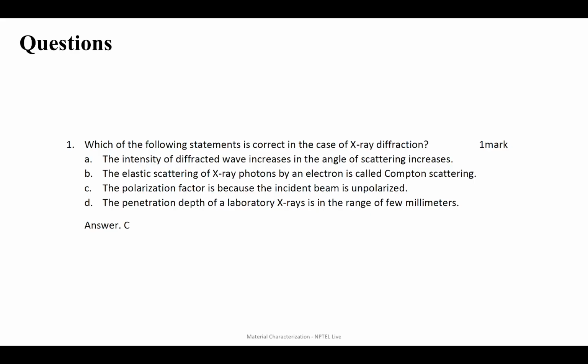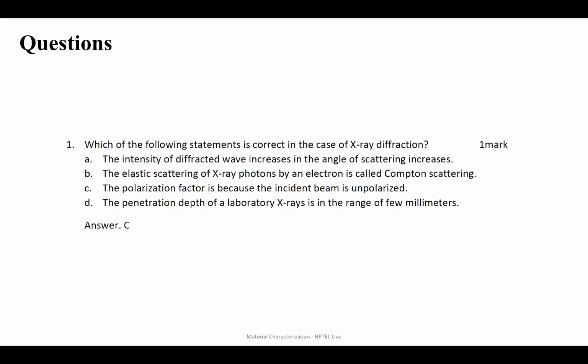So the answer is C. The polarization factor is because the incident beam is unpolarized. Since it is unpolarized, at different angles there will be differences created in the beam. We have seen that as the angle of scattering increases, the intensity of the diffracted wave decreases. So this is the incorrect option.